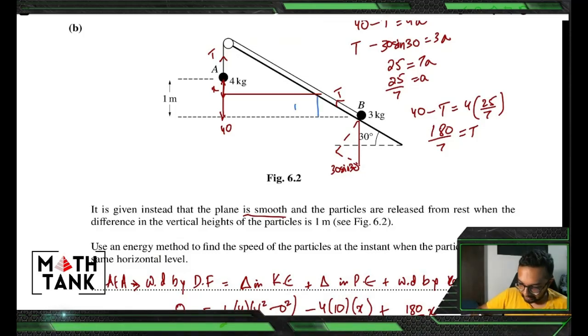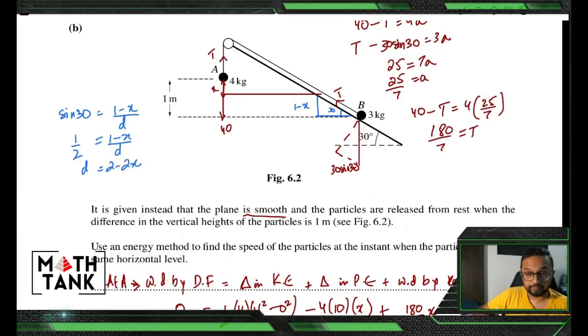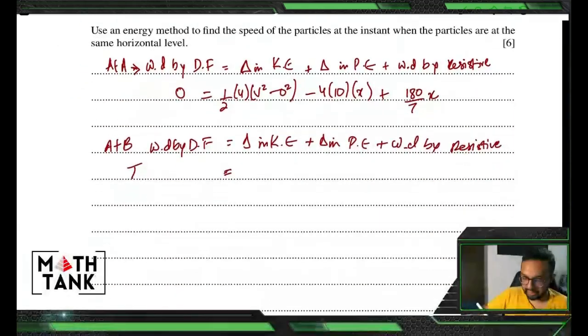So you notice that this distance is 1 minus x and this angle is 30. So what I'm going to do is say that sine 30 is going to be 1 minus x over the distance that it's traveling. Sine 30 is half, so 1 minus x over d. So d is basically 2 minus 2x. So it's traveling a distance of 2 minus 2x on that triangle.